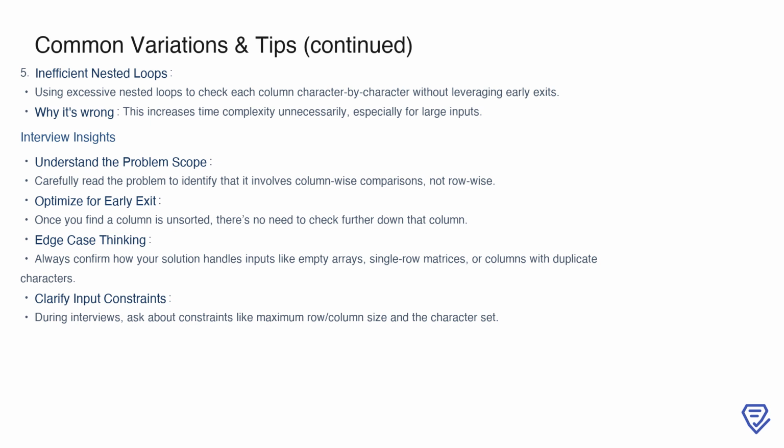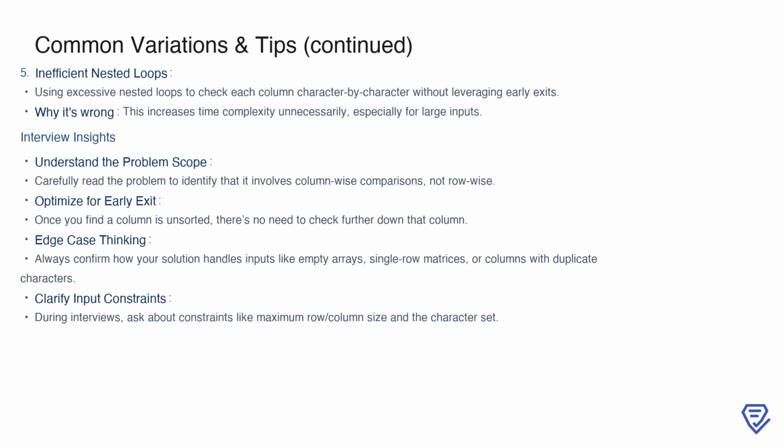Inefficient nesting of loops is another mistake to avoid. For instance, checking every character in every column without using early exits can drastically increase time complexity, especially for larger inputs. Instead, aim to optimize your loops to reduce unnecessary work. Speaking of optimization, here are some key interview insights. First, always ensure you fully understand the problem scope. It's about column-wise comparisons, not row-wise. Misinterpreting this can derail your entire approach.